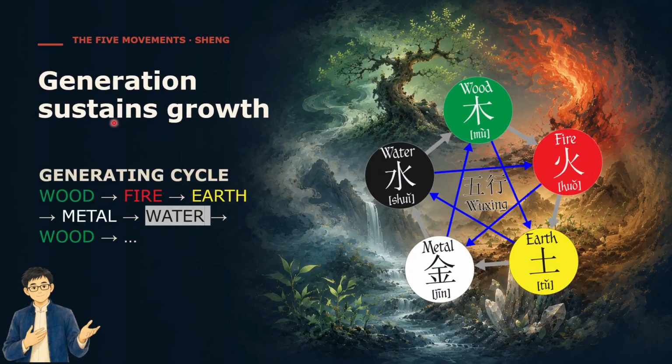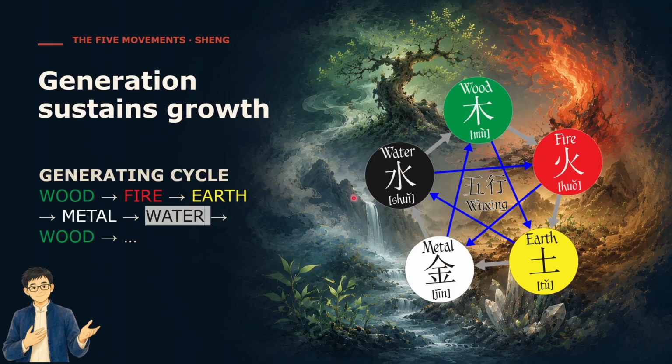After introducing the five elements, let's now look at their interactions. In the generation cycle, each movement supports the emergence of the next. Wood generates fire, fire generates earth, earth generates metal, metal generates water, and water generates wood again.